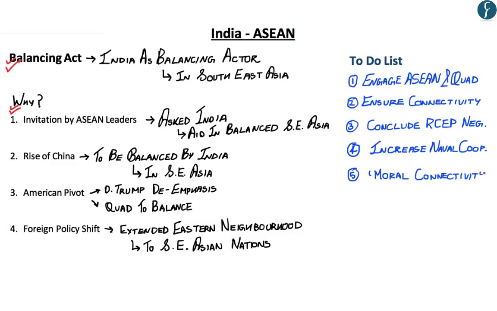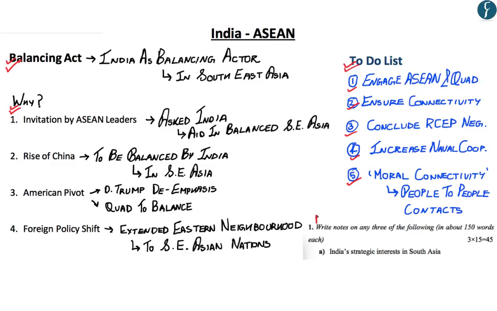moral connectivity. Now this is a new term and has been used by an ASEAN leader, and what it basically means is to increase people-to-people contact. Now hopefully up till here you have understood the 5 steps that the author has recommended to improve India-ASEAN relations. Now this question was asked in the mains examination of 2009.